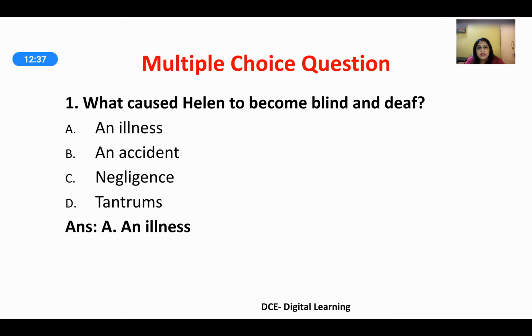Let us try to test ourselves. It is time for multiple choice questions. The first question: what caused Helen to become blind and deaf? An illness, an accident, negligence, or tantrums? And the correct answer is an illness.